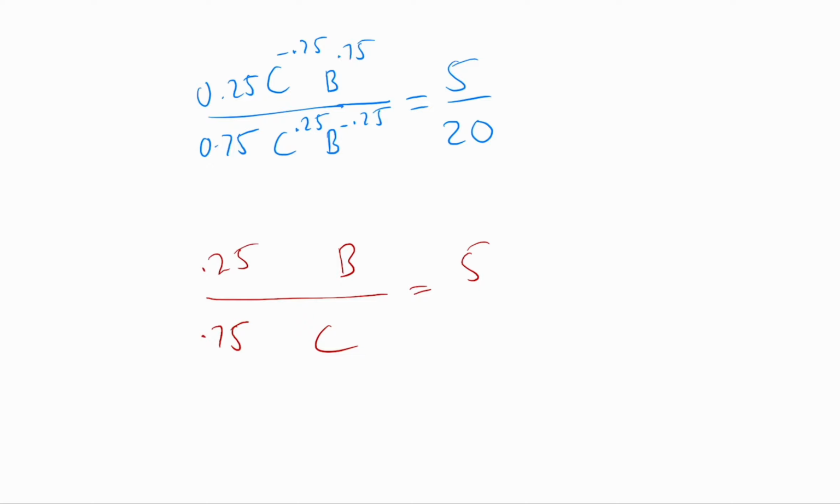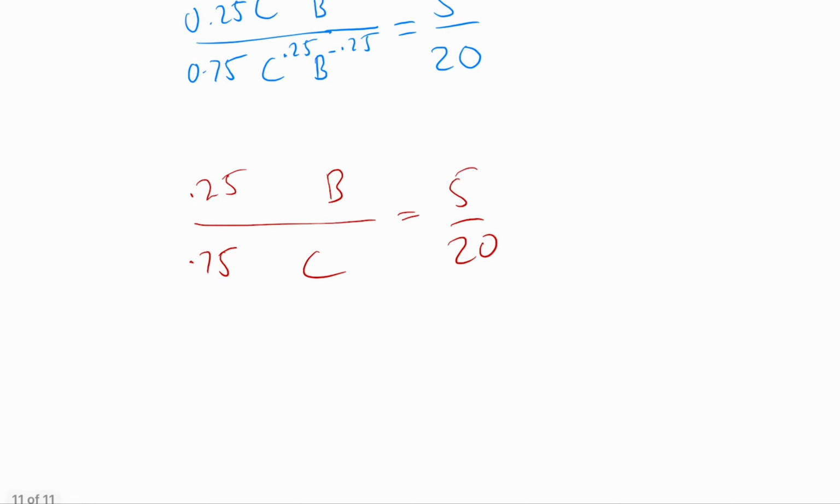And we're just going to set that equal to 5/20. And so now we could just cross multiply to get the math. If we cross multiply both sides, we could multiply 0.75c and 20. So this side ends up being 0.25.